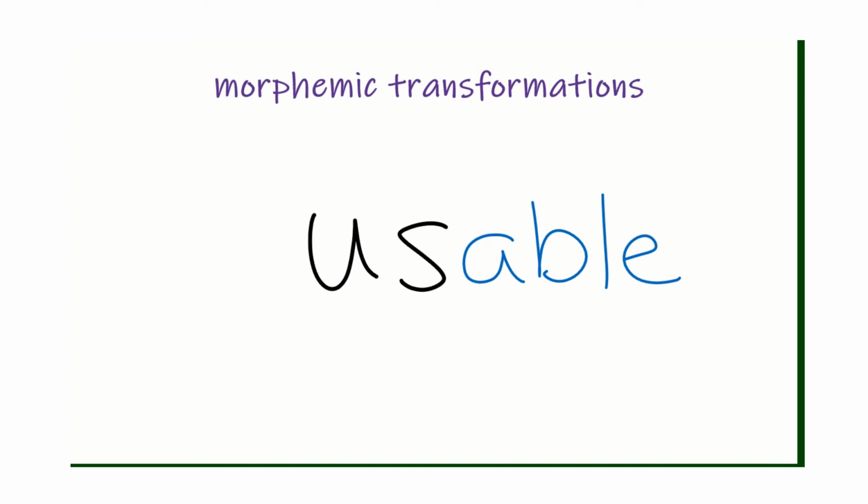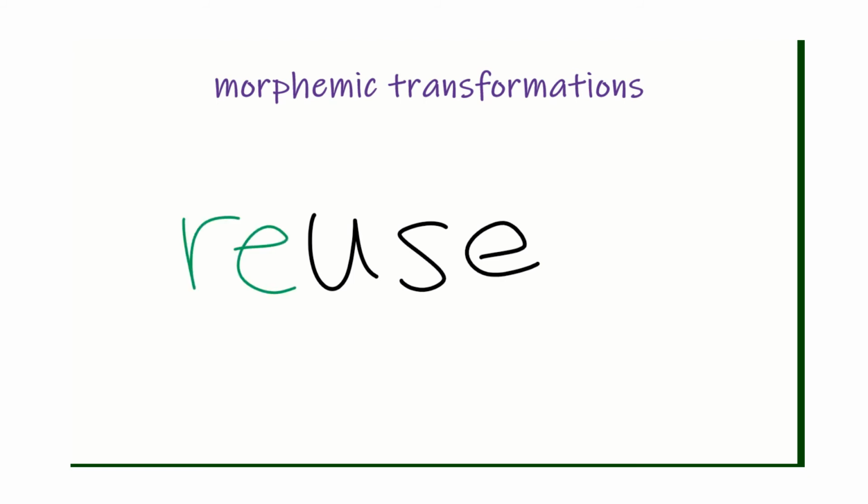Okay. I'm going to go ahead and bring it back to our base word, use. So I use a bag to bring home my groceries. Well, I like to try to use it again and again so it's not just a one and done thing. So that means that I might reuse that bag. I tried to use it again. I tried to reuse my bag for something else.